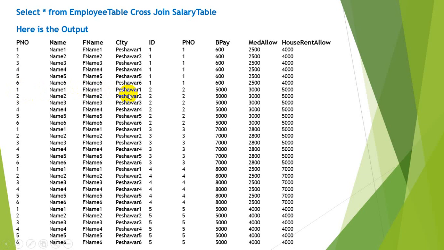Name 1, F name 1, Peshawar 1. This is the first record and this is the second record. From basic pay, you can see person number 2. So person number 1 with person number 2, person number 2 with person number 3, and so on. So X into Y: each and every row from the first table will multiply with each and all rows from the right table. I think this will not be very difficult for you. So let's take an example.